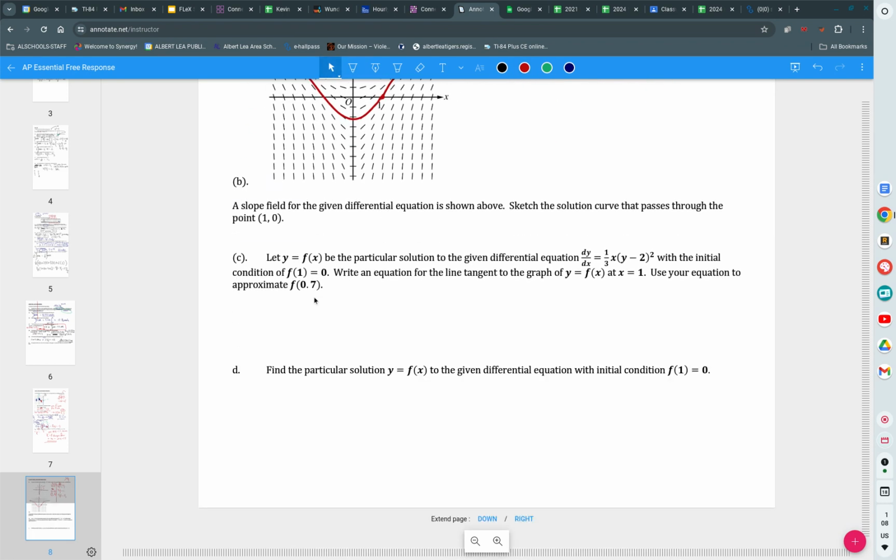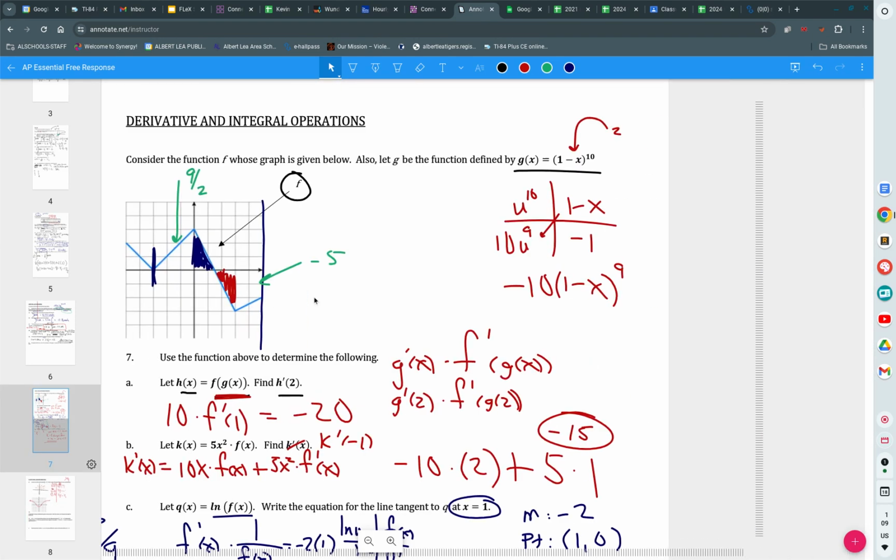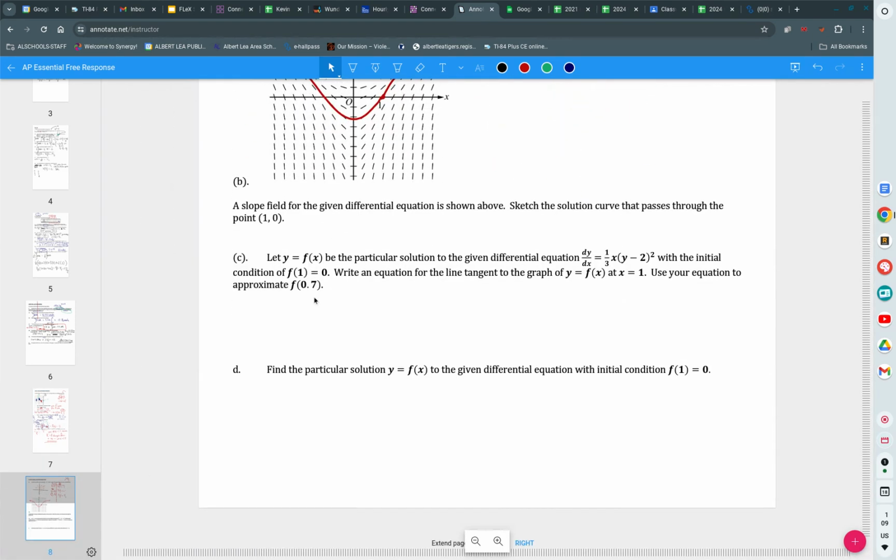Now it says let f of x be the particular solution to the differential equation. We're given a different differential equation here than the one up above. Just note this. With the initial condition f of 1 is equal to 0, write an equation for a line tangent to the graph at x equals 1. Use your equation to approximate f of 0.7. So I need an equation for a line. I need to find slope, and I need to find the point.